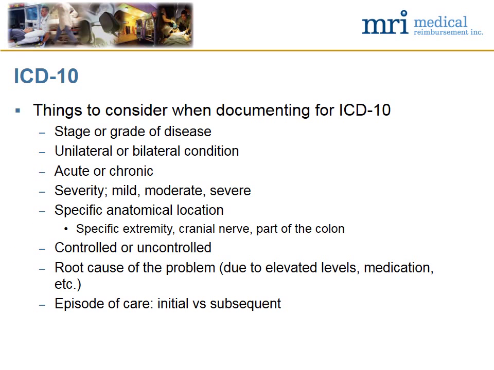Things that need to be considered when documenting for ICD-10 are things such as the stage or grade of the disease, unilateral or bilateral conditions, acute or chronic, mild, moderate, severe, the specific anatomical location, whether the condition is controlled or uncontrolled, the root of the problem, and if it's the initial or subsequent visit.